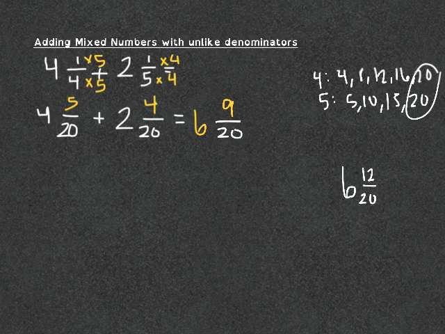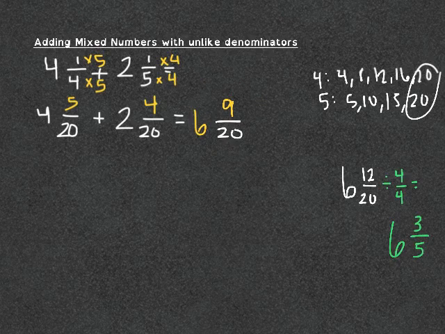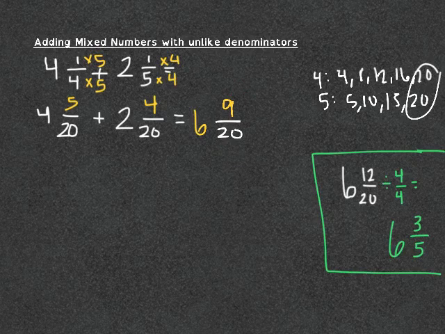When we are simplifying at the end, we have to ask ourselves, what factors do 12 and 20 share? Well, 12 and 20 share 2 as a factor because they're both even, but they also share the factor 4. So we can simplify by dividing by 4 over 4. 12 divided by 4 is 3, and 20 divided by 4 is 5, and we keep the whole number the same. So if we had to simplify a mixed number, we would just simplify the fraction.